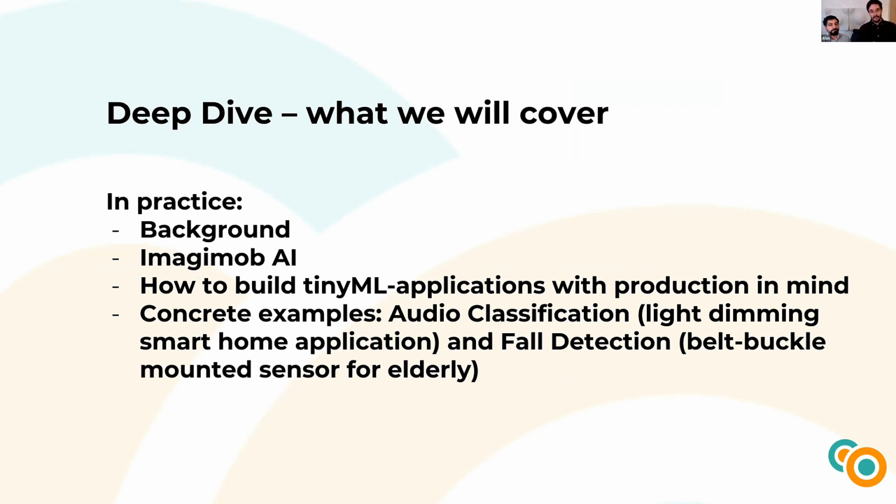We'll show this from the perspective of building an audio classification application, which is a smart home application, which allows you to increase or decrease the light intensity of your lights through voice commands. And we will also talk about this from the perspective of a fall detection application running in a device in a belt buckle, detecting falls, targeting the elderly.